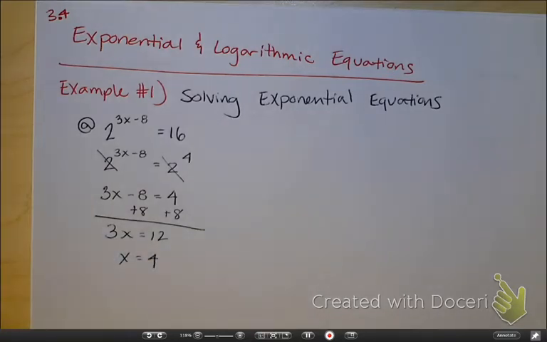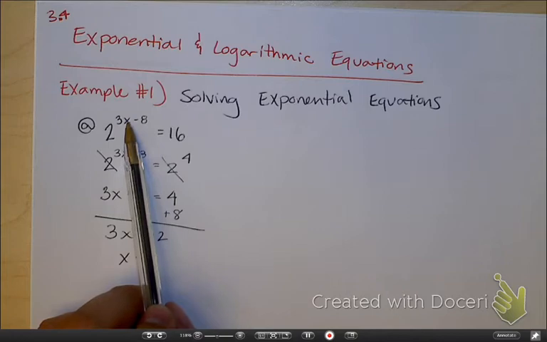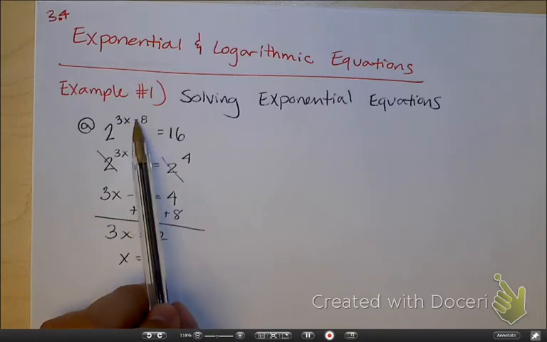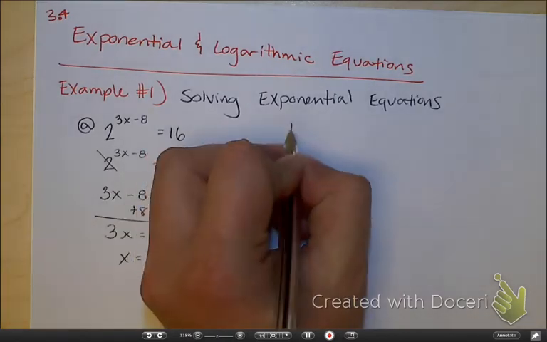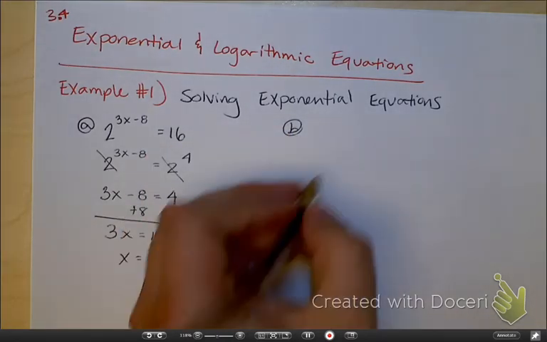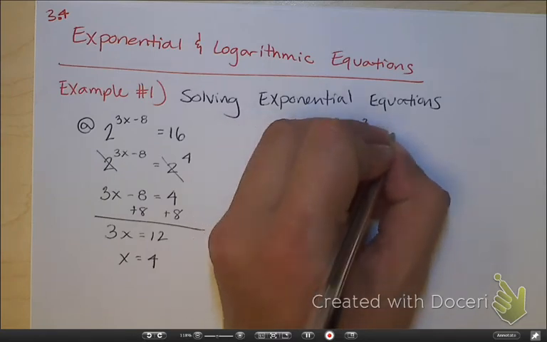And then we can substitute that value back into the original equation to make sure that that actually proves to be a true statement. So if I take 4 and plug it back in here, I get 3 times 4 is 12, 12 minus 8 is 4, and 2 to the power of 4 is 16. So that's correct. Example B says 27 to the power of x plus 3 equals 9 to the power of x minus 1.